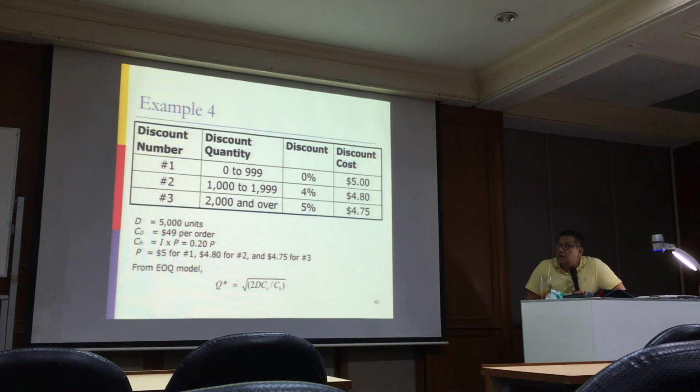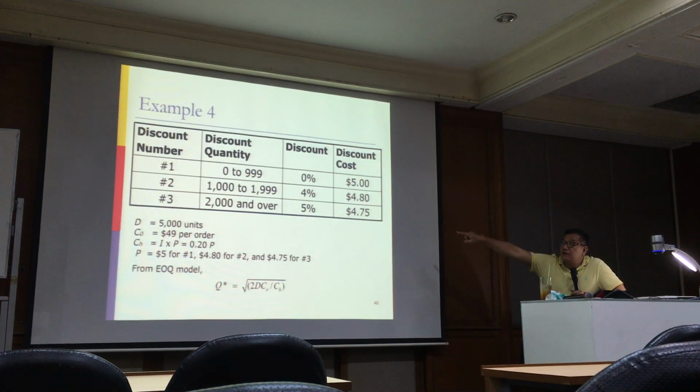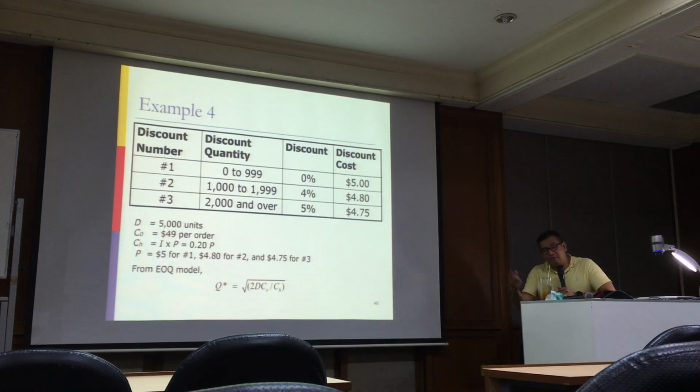So we know that the cost of the toy car is $5, the normal cost. So 20% is just $1 for the first discount number. But for the second discount number, you use 20% of $4.80. For the third discount number, you use 20% of $4.75. So from this, let's start with step 1.